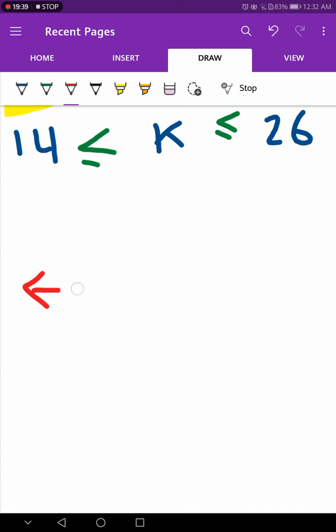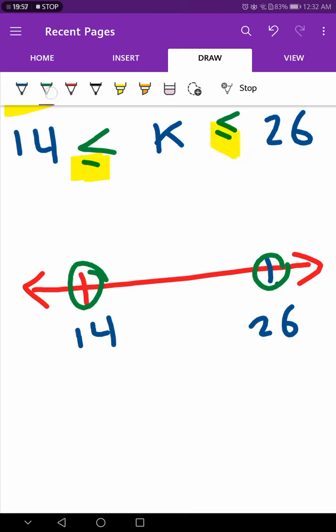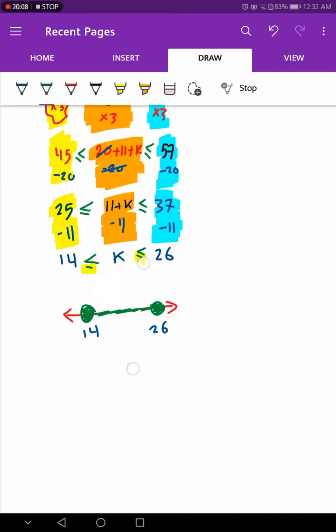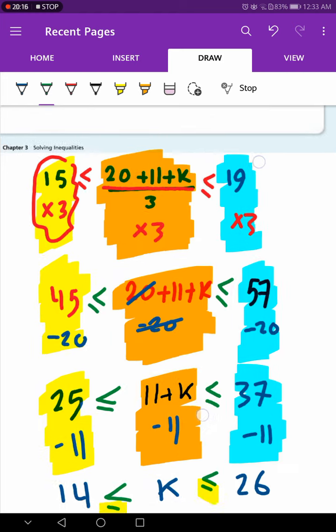I draw and put the small number here, which is the 14, and the big number here is 26, and I will circle and circle, and see here there are inequality signs, so I will fill it and fill this, and in the middle I have the solution. Okay, my dear student, are you happy till now? I hope so.